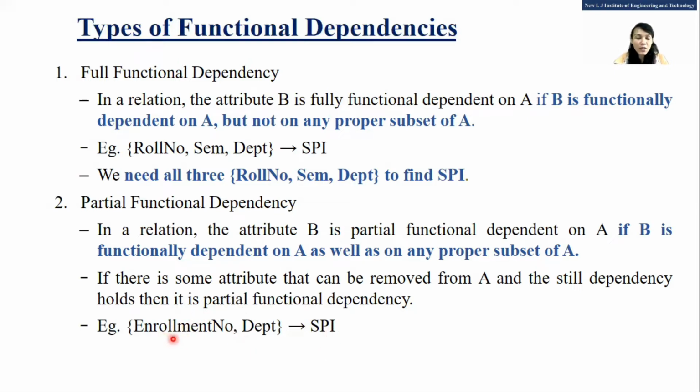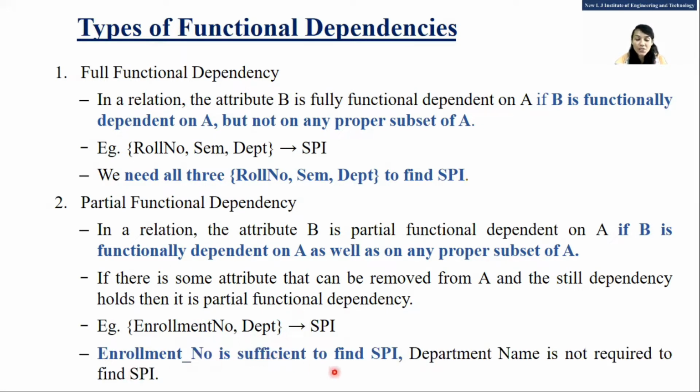So here in my functional dependency, I have the enrollment number and department. In this case, SPI is just dependent on the enrollment number. SPI doesn't need a department here. So in this case, we can say that SPI has partial dependency on this particular enrollment number and department. Why partially? Because it just depends on the enrollment number. We don't need department here. So this is how the enrollment number is sufficient to find the SPI, and the department name is not required to find the SPI.